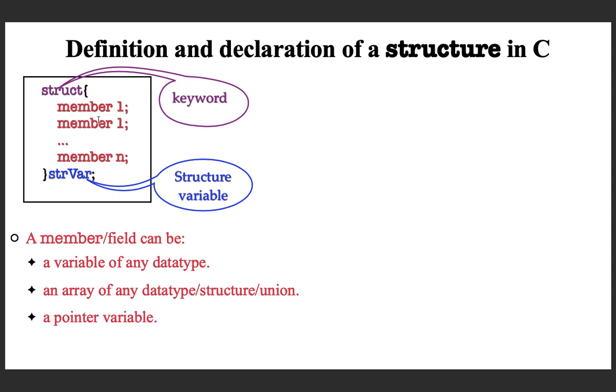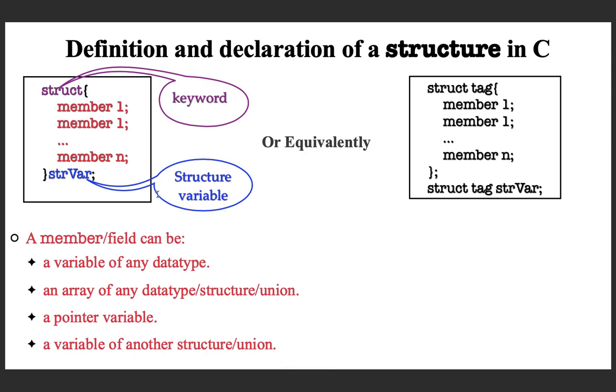You can also have a pointer variable that we will discuss later. And this is what I already introduced here. You can have a variable of another structure or union. You don't have to worry about these two cases that we will discuss later. Now, equivalent to this, you can write this.